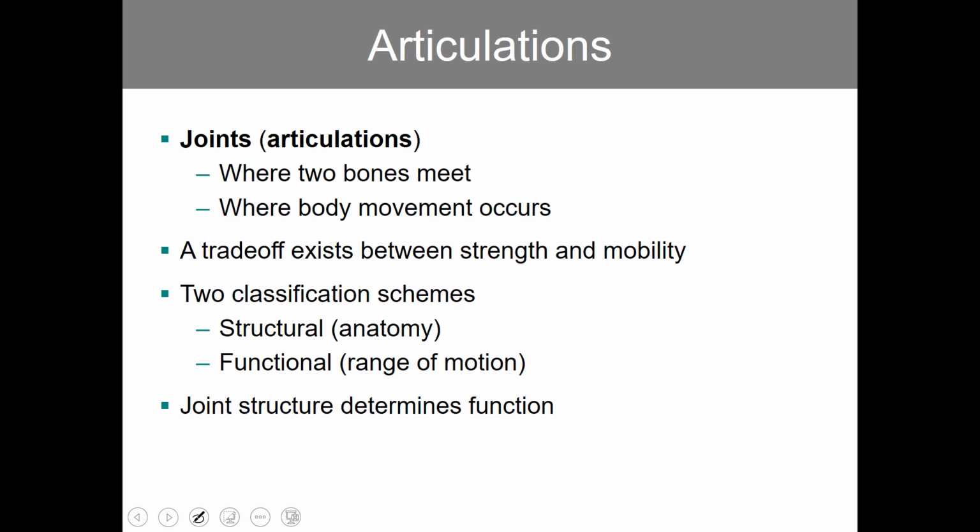But articulations are joints, and joints occur any place where two bones come together, and joints allow for body movement. There's a trade-off between strength and mobility, which we'll see very soon. We can classify joints in a number of ways.